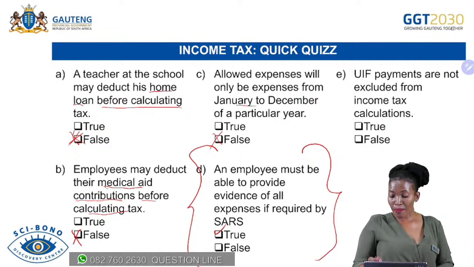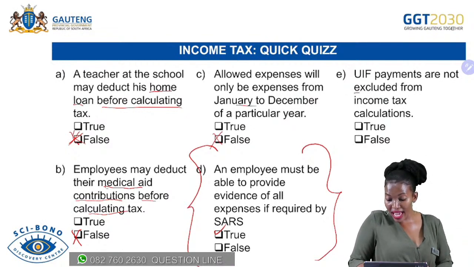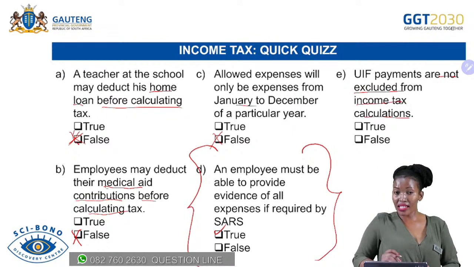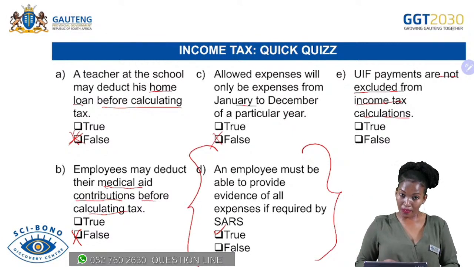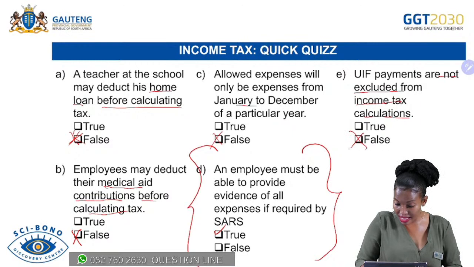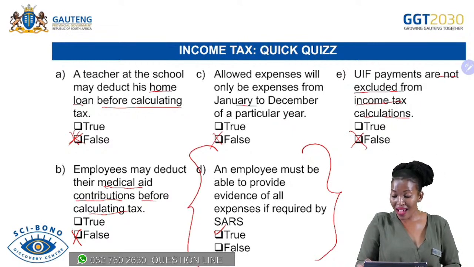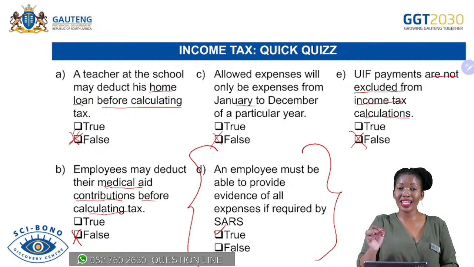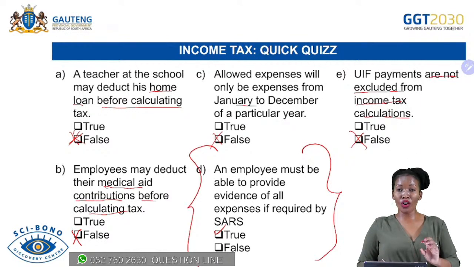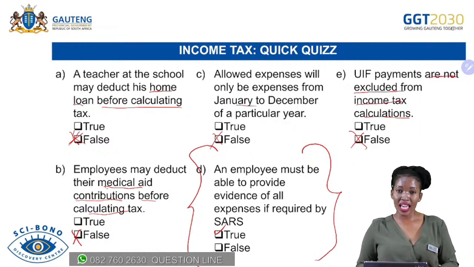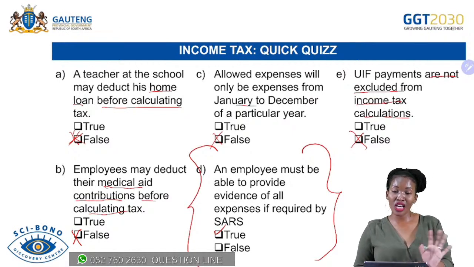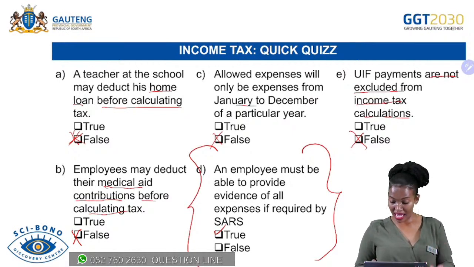And then, UIF payments are not excluded from income tax calculations. Guys, remember we said before we calculate tax, we must exclude your UIF. So this is false. Here they're saying that UIF is not excluded. Actually, it is excluded. Before you can calculate tax, you must exclude your UIF. So that was just a short quiz, just a warm-up exercise.